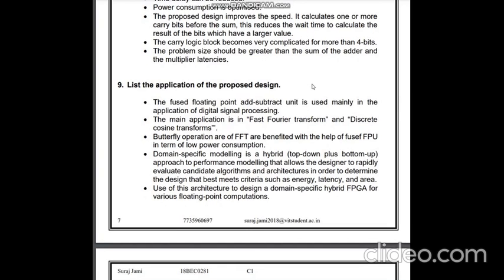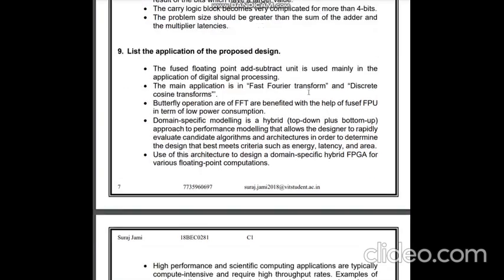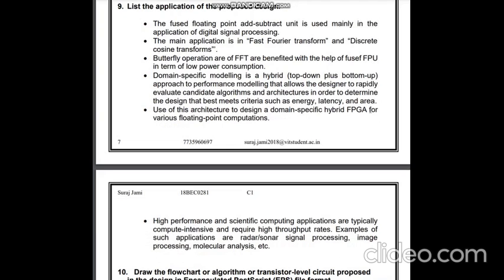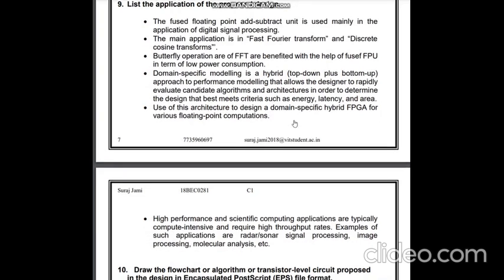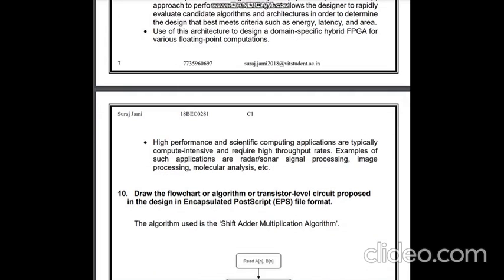The domain-specific modeling is a hybrid top-down plus bottom-up approach to performance modeling that allows the designer to rapidly evaluate the candidate algorithms and architectures in order to determine the design that best meets the criteria such as energy, latency, and area. Use of this architecture to design a domain-specific hybrid FPGA for various floating point computations. High performance and scientific computing applications are typically compute intensive and require high throughput rates. Examples of such applications are radar, sonar signal processing, image processing, molecular analysis, etc.